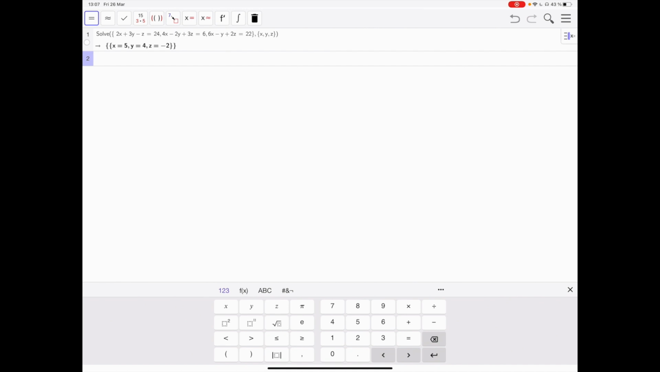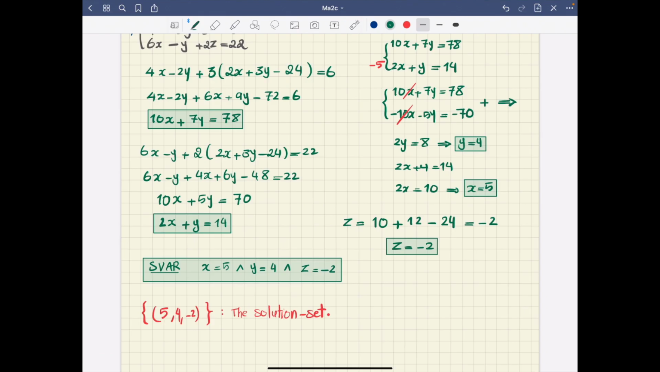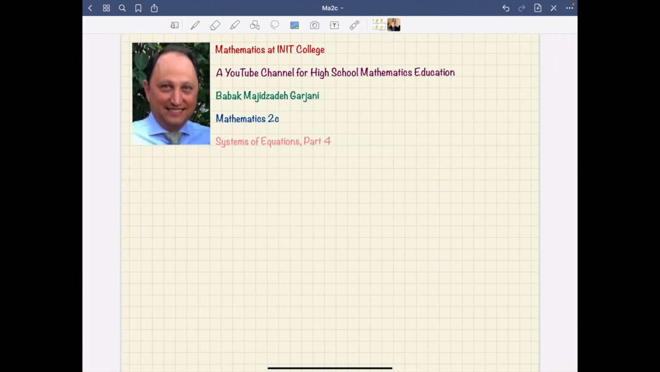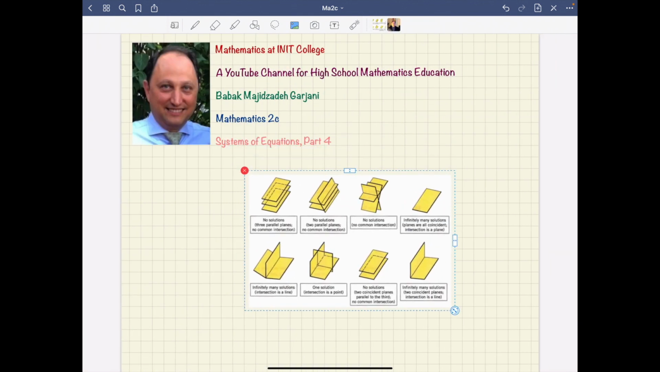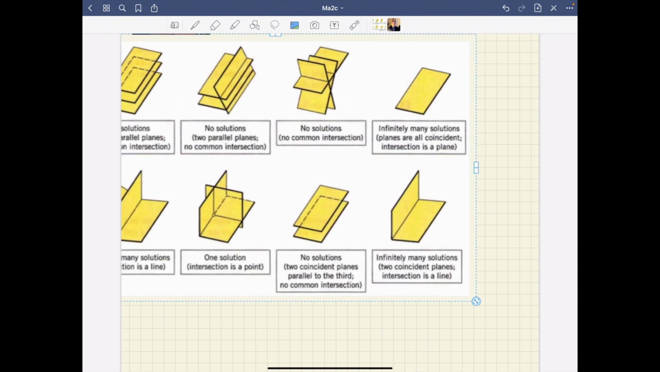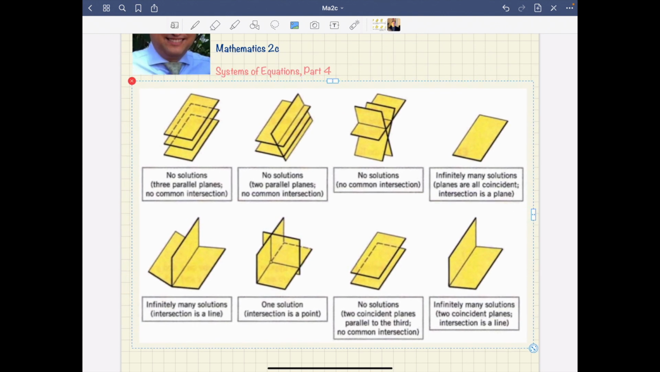Okay, so now this is one thing that I wanted to mention. Let me go to the next page. If I remember it correctly, then I want to bring it up for you. So now this is something that I want to show you. Do you remember these are the possibilities? If I have 3 planes in a space, I have these situations.